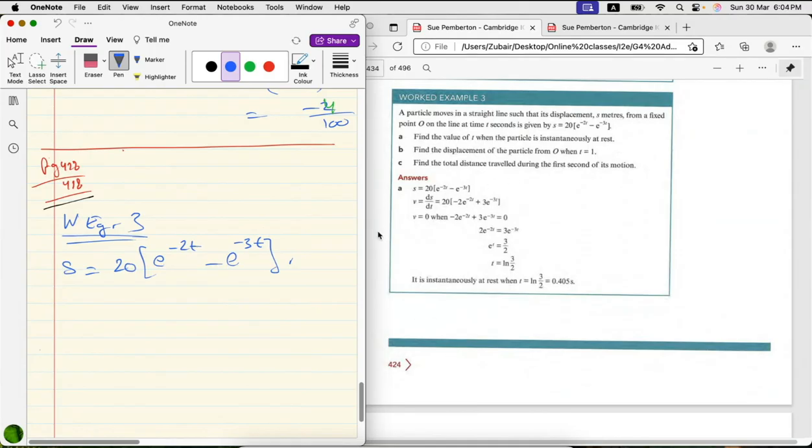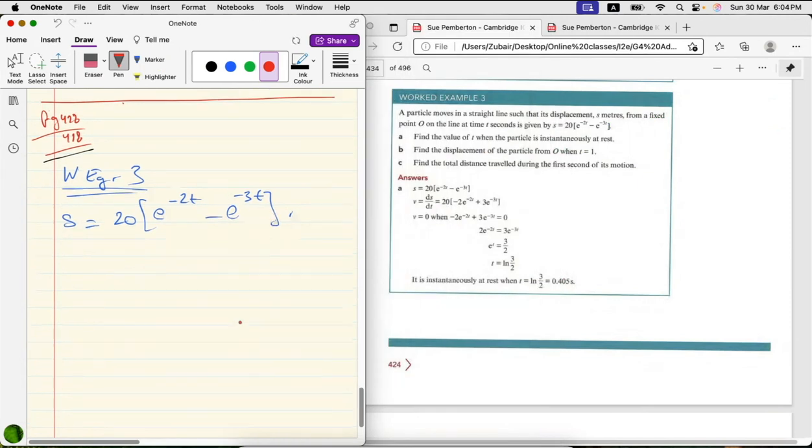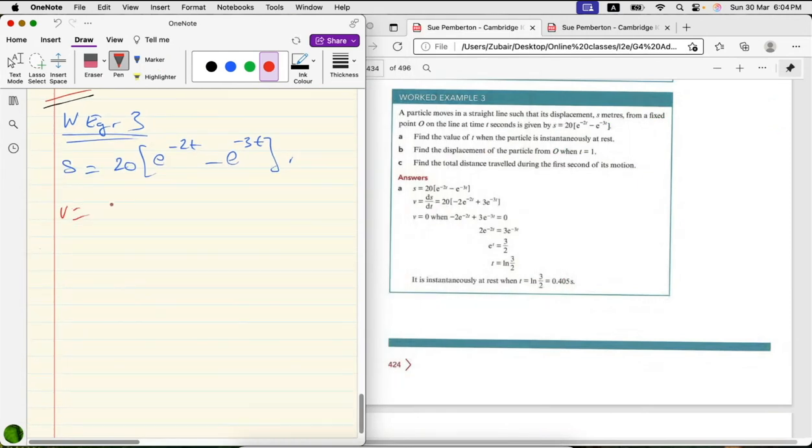So if it is at rest, velocity is 0. And the order was displacement, time, velocity, time, acceleration. To get velocity, we have to differentiate the equation of displacement. The constant stays out, and we differentiate each term: once as it is, into the differentiation of the power. So v is equal to 20 times minus 2 e raised to power minus 2t, minus minus, plus 3 e raised to power minus 3t.